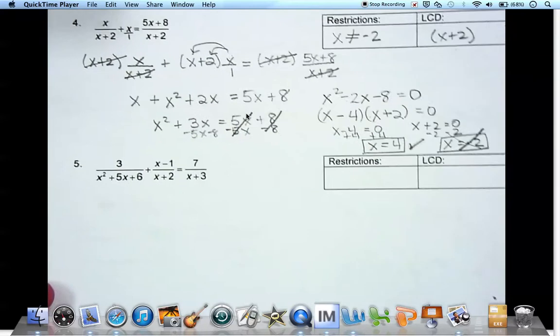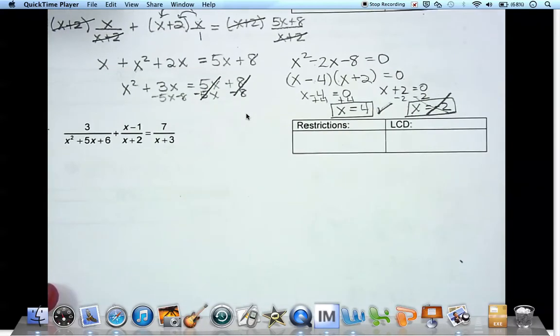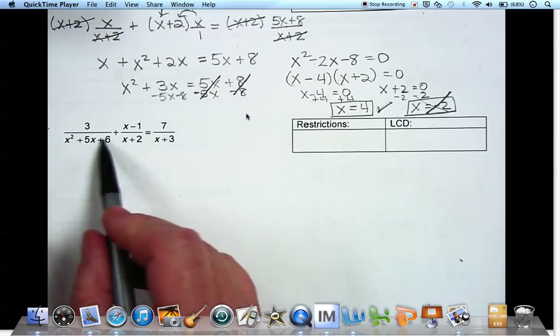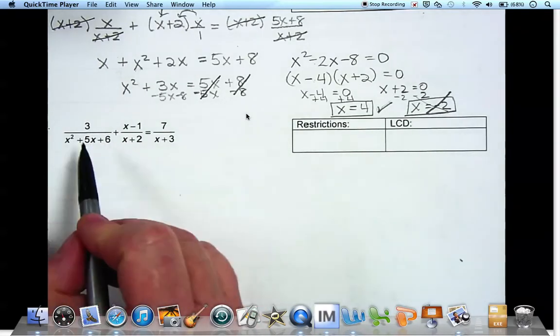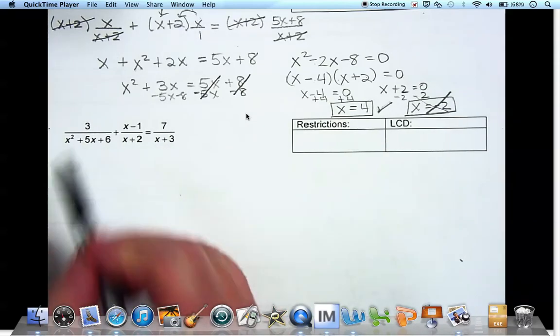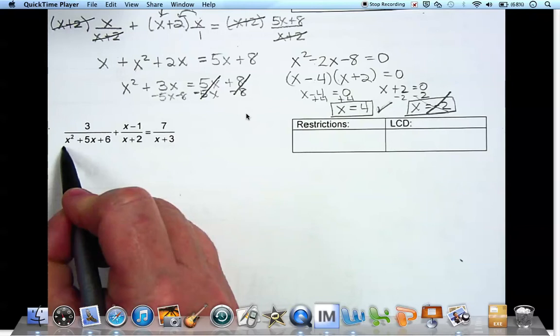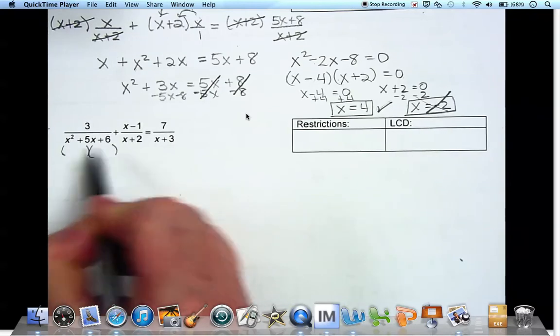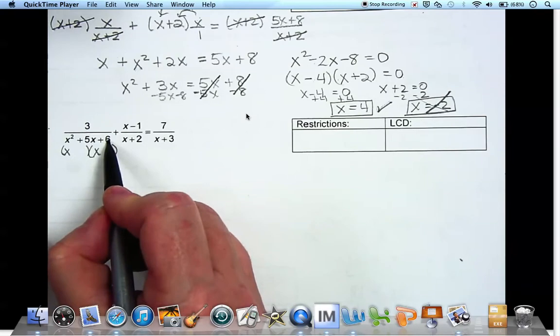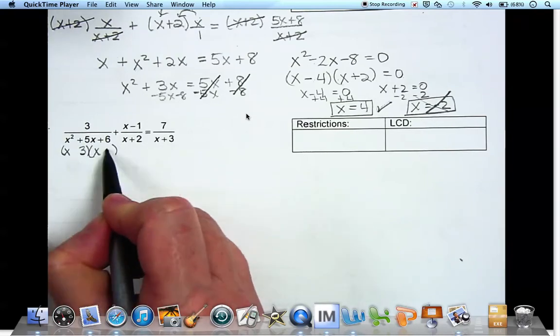Okay, last one. Notice something different about this one, that the denominator can be factored. You want to look at your denominators and see if any of them can be factored, and if they can, that's what we're going to do. So we're going to factor this one, x times x. And 6 could be 6 and 1 or 3 and 2. Let's try 3 and 2.